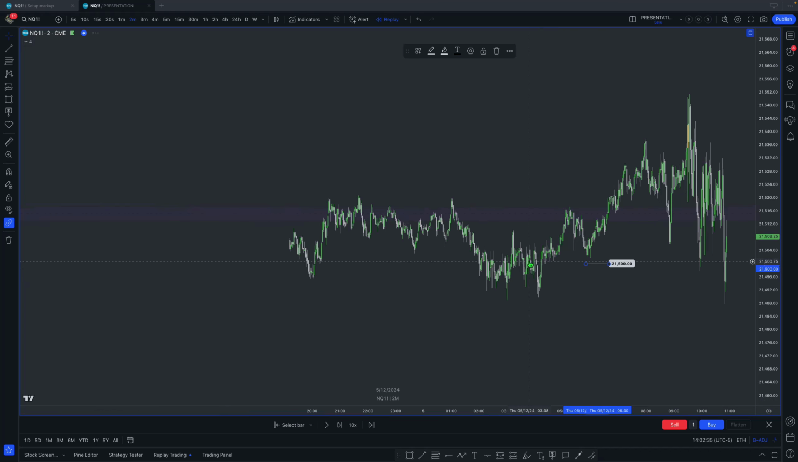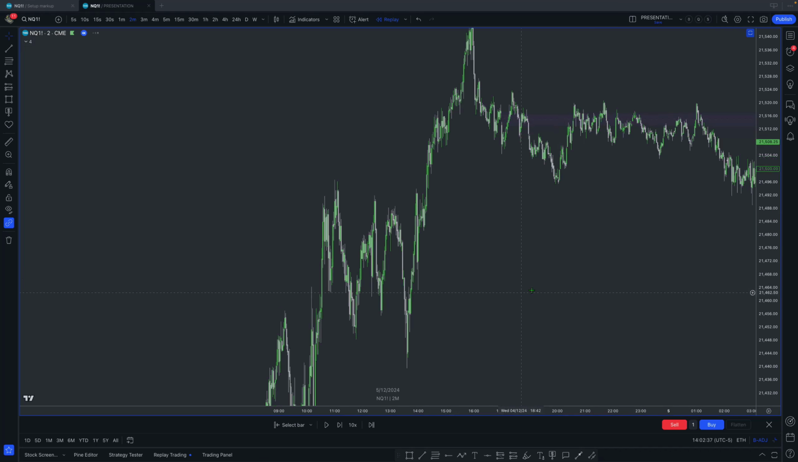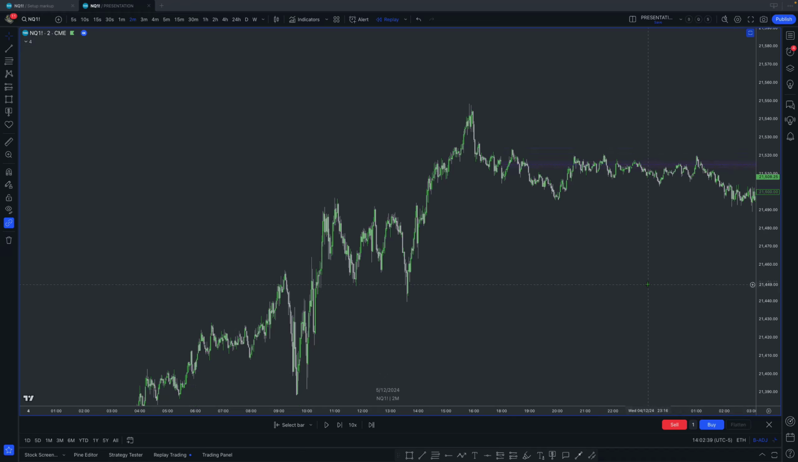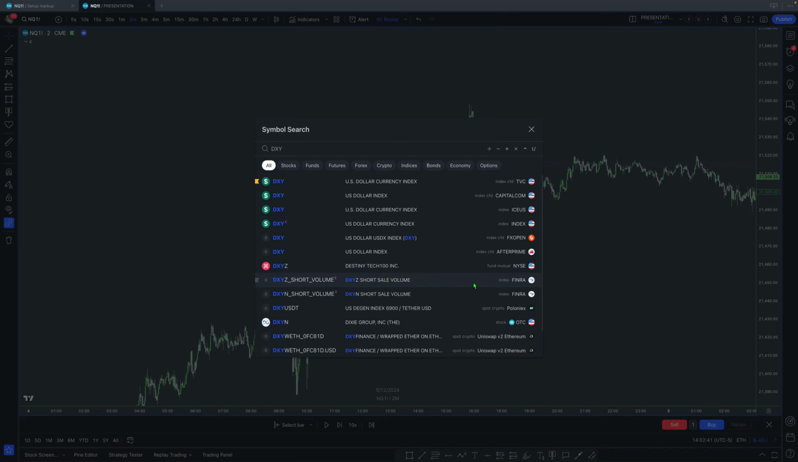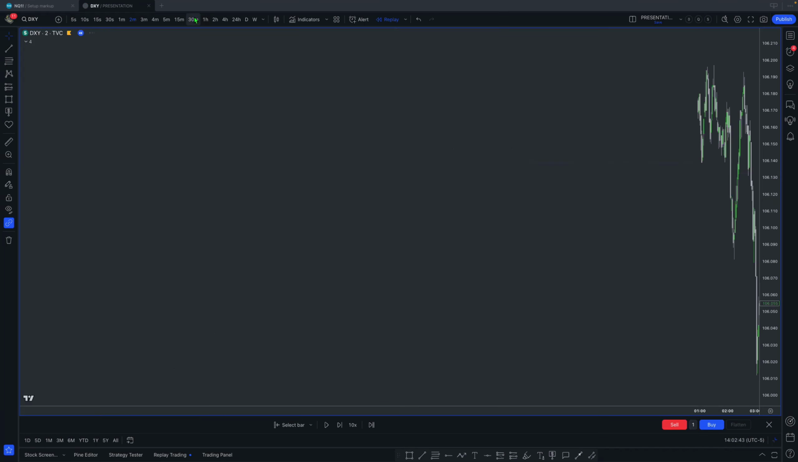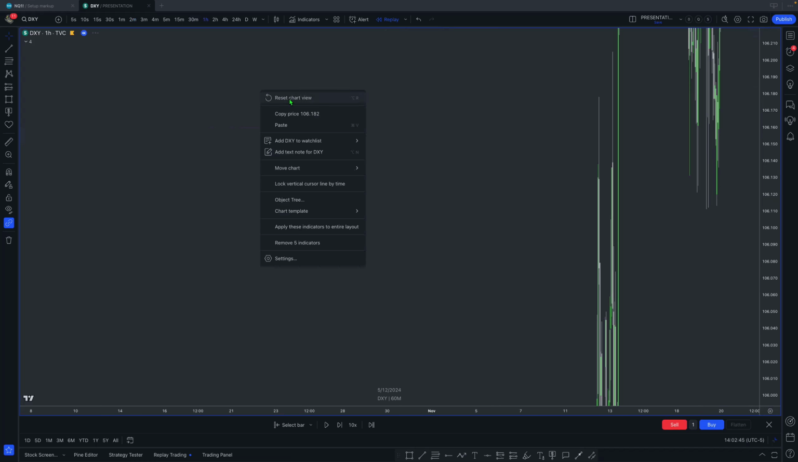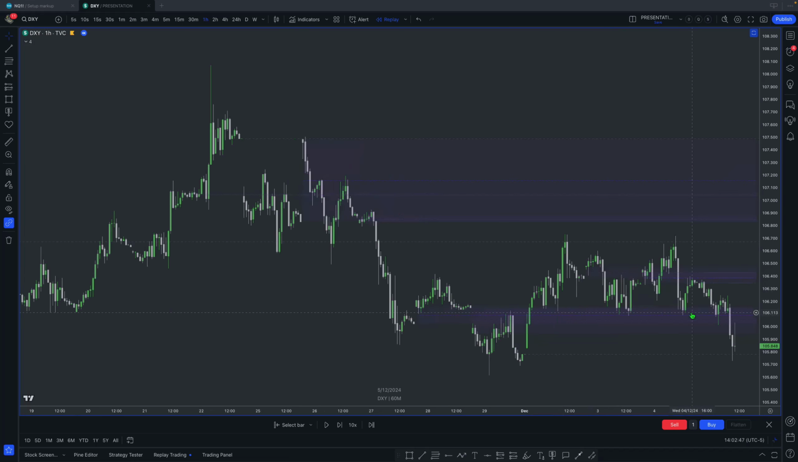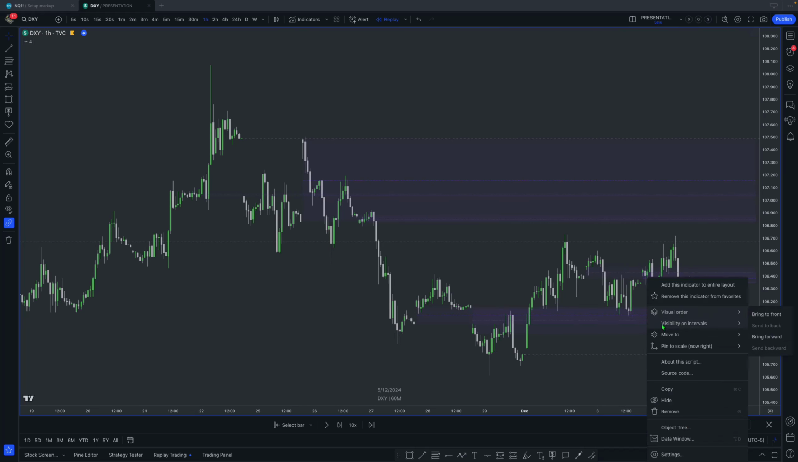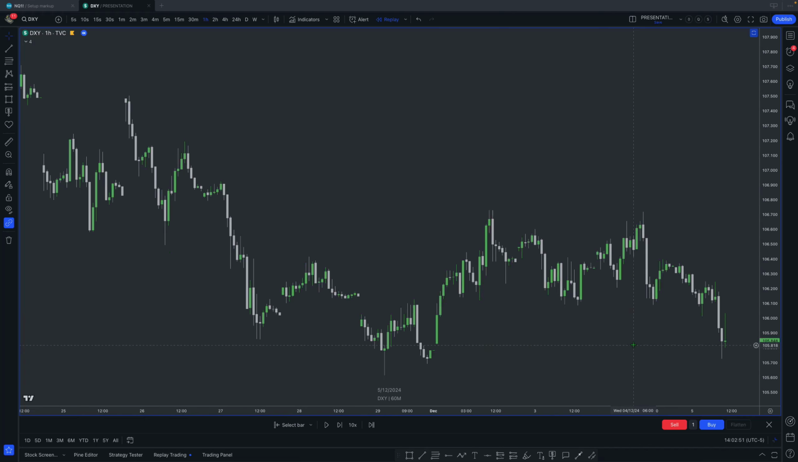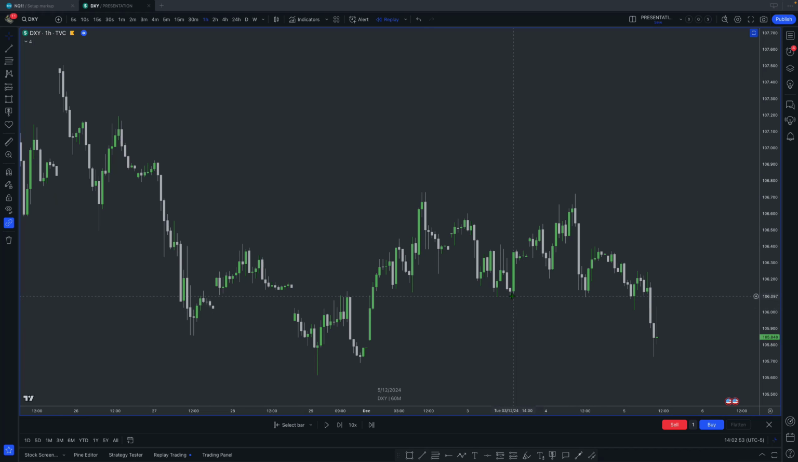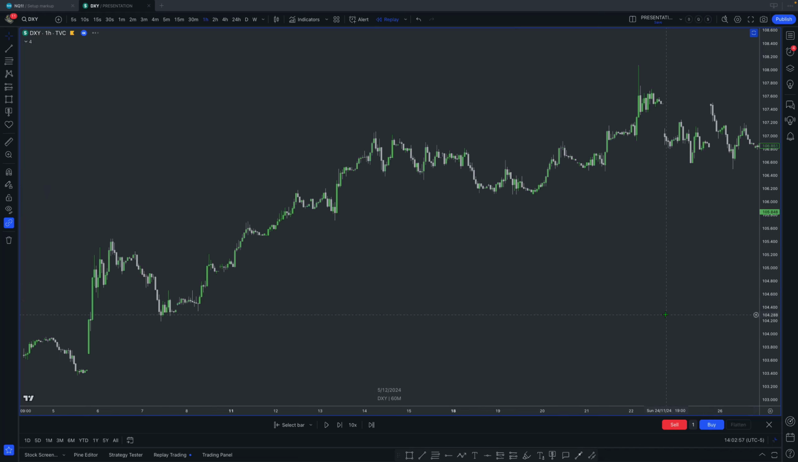Because they can help recognize where price will go. I haven't looked at DXY in forever. I don't even know what it looks like right now, but the same thing applies on here. I'll just hide this. If we find a, let's see.